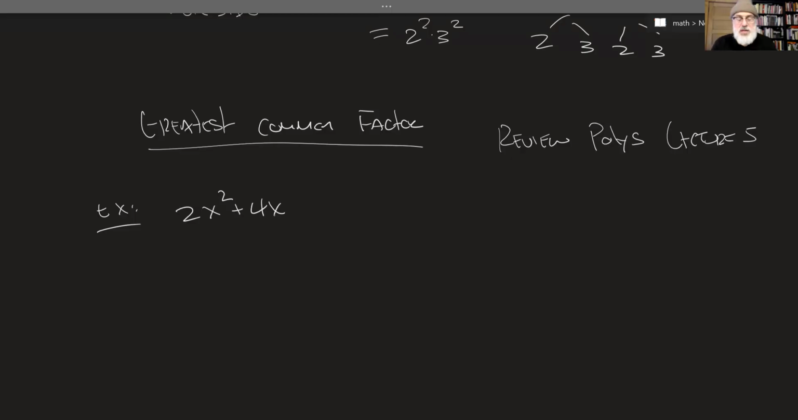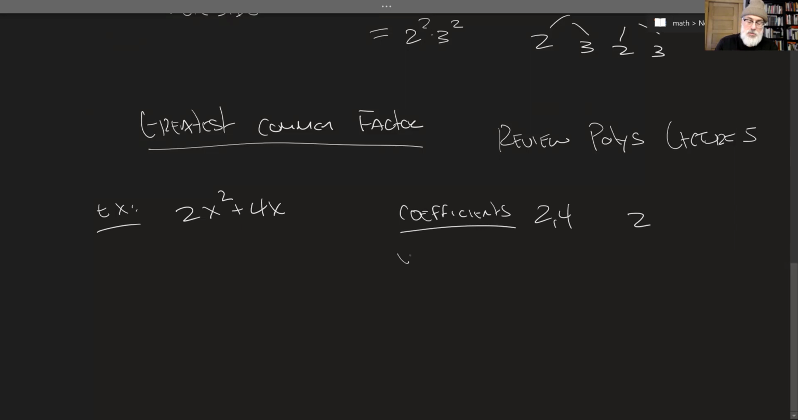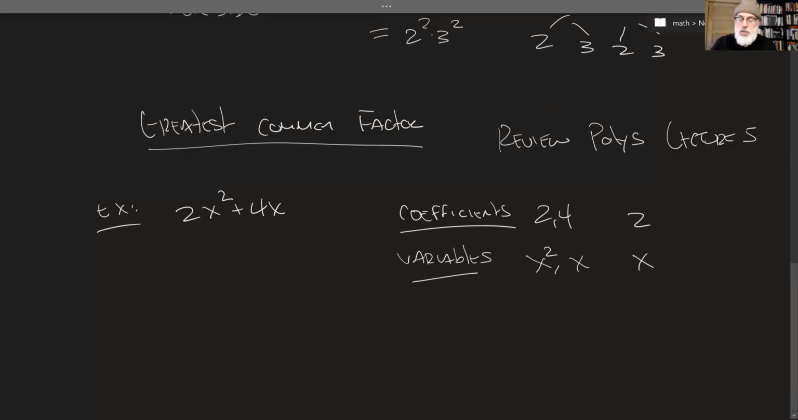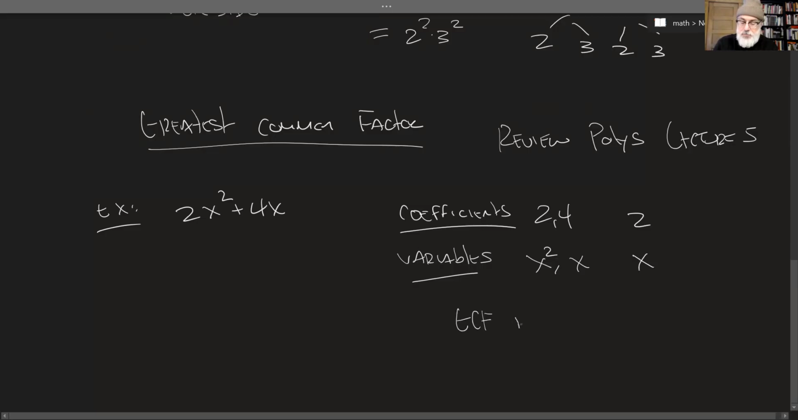So what do they both have in common? Let's look at the coefficients first. We have 2 and 4. And we can see that 2 divides 2, 2 divides 4. So what they have in common is 2. Now, what about the variables? Well, the first term has an x squared, the second term has an x. So the greatest common factor for these two is x. So that means that what they have in common, the greatest common factor, we'll say GCF, is 2x.